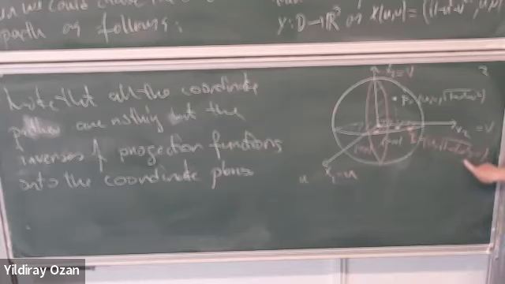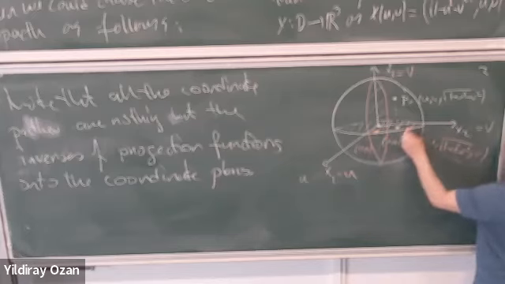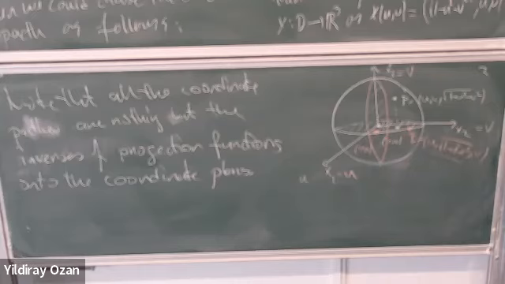Is it plus or negative? Well, since I am on the positive side of the x2 axis, the second coordinate has to be positive. So I would choose projection this way, and the coordinate patch is just the inverse of that projection.